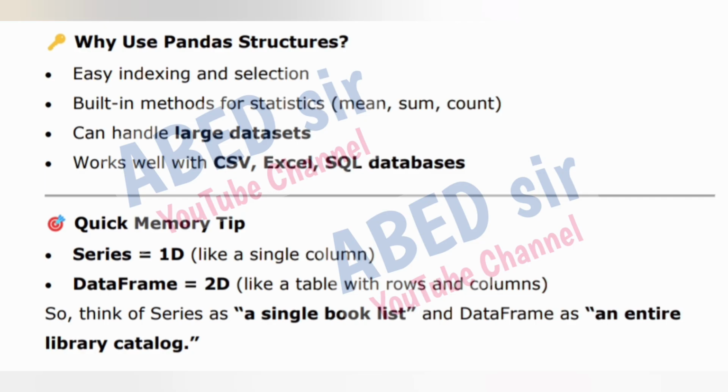Why use pandas structures? Easy indexing and selection. Built-in methods for statistics, like mean, sum, count. Can handle large datasets. Works well with CSV, Excel, SQL databases. Quick memory tip: Series equals 1D, like a single column. DataFrame equals 2D, like a table with rows and columns. So, think of a Series as a single book list and a DataFrame as an entire library catalog.